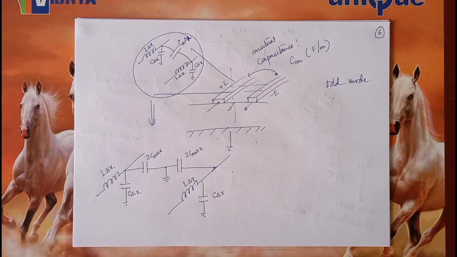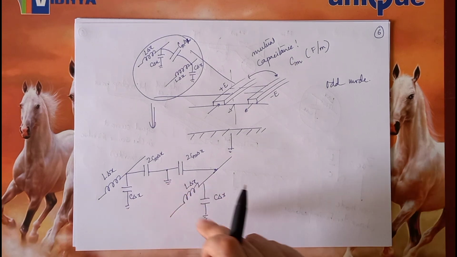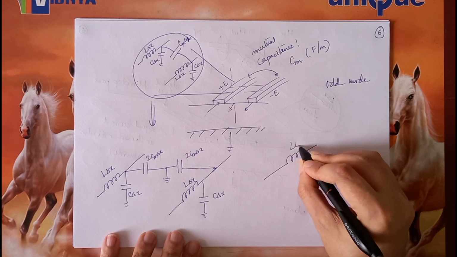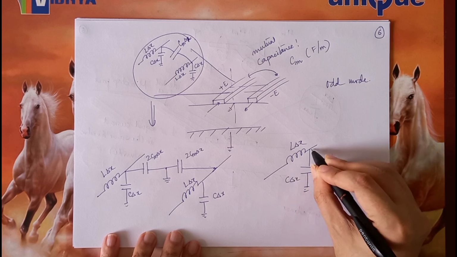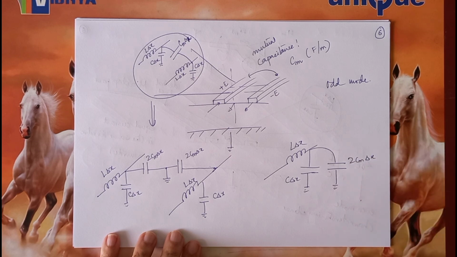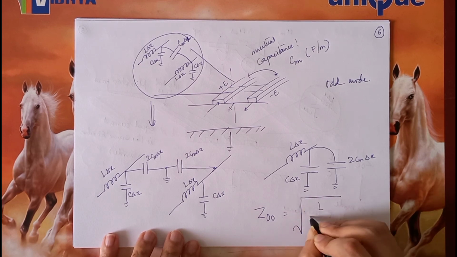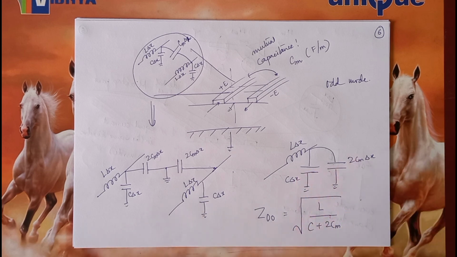So effectively what is happening? Now I can again treat each of these two conductors independently, because here also we have a ground, here also we have a ground, and here there is a ground. So each of these lines looks something like this. I have this C delta x, and in parallel I have this 2Cm delta x. So therefore the odd mode characteristic impedance is this, L by C plus 2Cm, because these two are now in parallel.